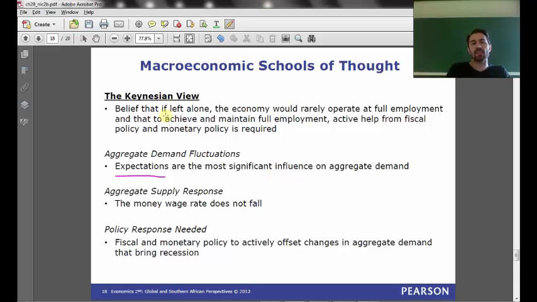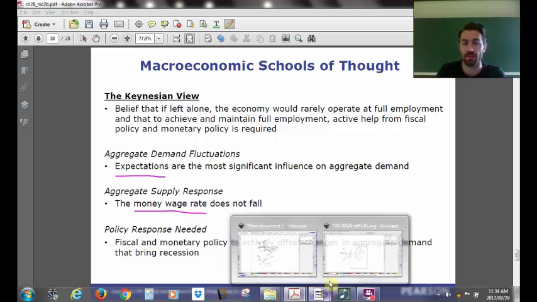One of the things that the Keynesian guys say on the aggregate supply curve side, remember we said the money wage doesn't fall. What happens if your money wage is sticky? It doesn't adjust immediately. Okay? That's what we illustrated in our diagrams here.